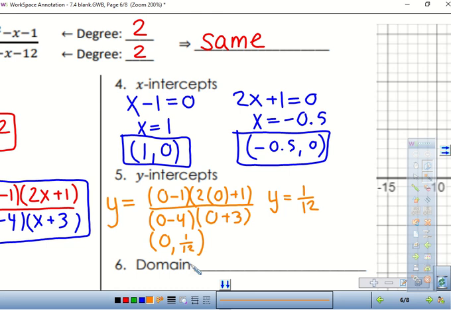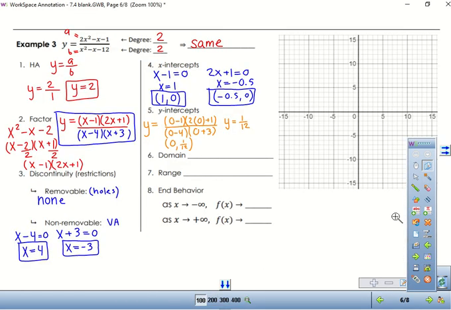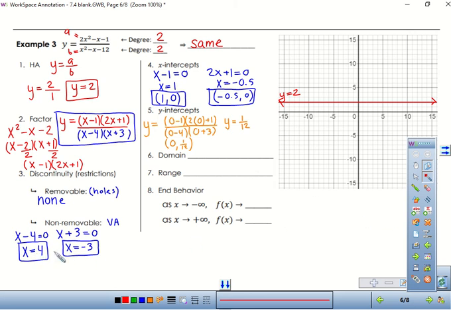For domain and range, we're going to have to wait on that because we need to first see the graph. So, let's zoom out and graph everything. We have a horizontal asymptote at 2. That's my horizontal asymptote. We have 2 vertical asymptotes, at 4 and at -3. I want to make them in blue so it's a different color. So x equals 4 and x equals -3.